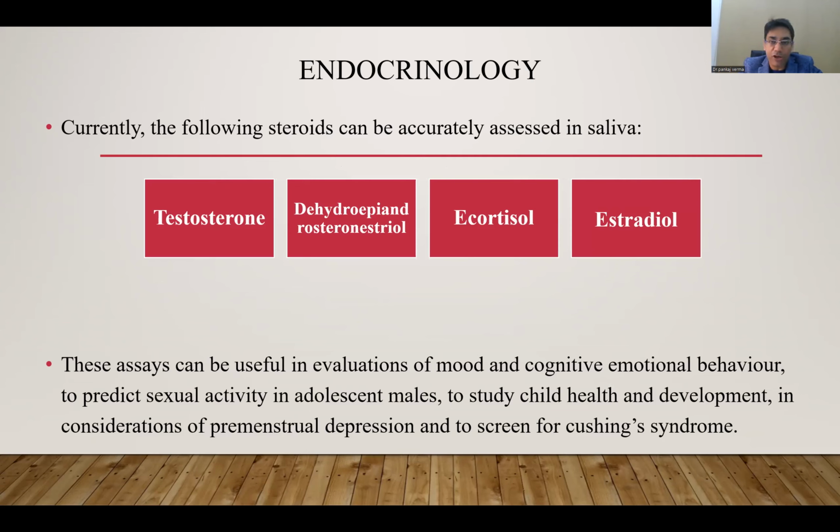Currently, the following steroids can be assessed in saliva: testosterone, androsterone, cortisol, estradiol. These assays can be useful in evaluation of mood and cognitive emotional behavior, to predict the sexual activity in adolescent males, to study child health and development, in consideration of premenstrual depression, and also in screening for Cushing syndrome.